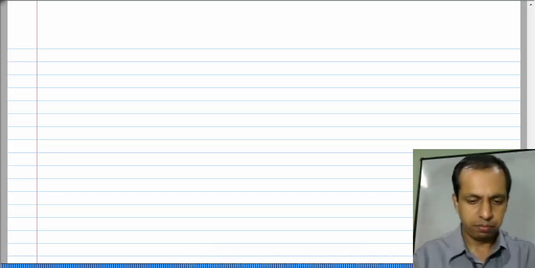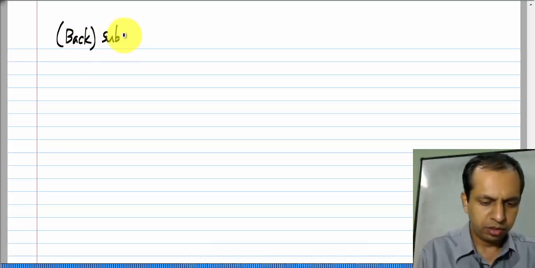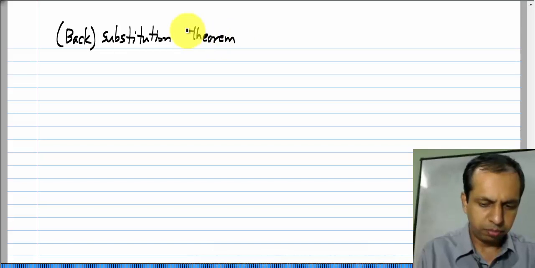Okay. But if you have a voltage source which is dissipating power or a current source which is dissipating power, substituting that with a resistor, it will always work. Okay. And let us see what that substitution should be. This is also substitution theorem, but we can call it the back substitution theorem.